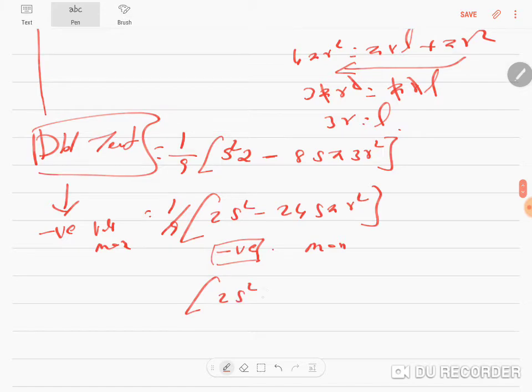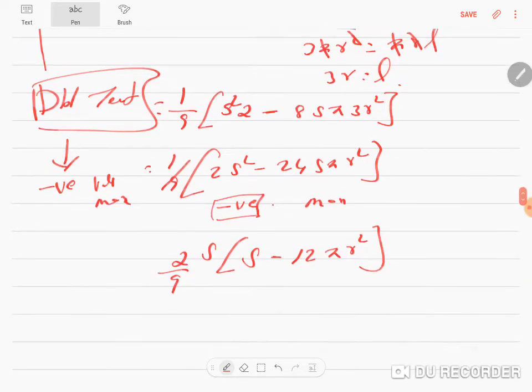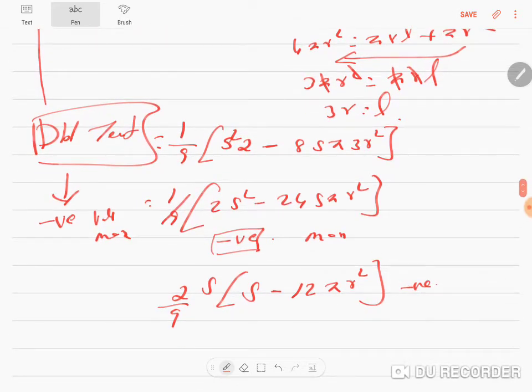2 into S square. We can take out what is common in this. Let's try. S is common, so we'll have 2S. 2 is also common, and 1 by 9 is there. So what is left here? Left over is just S minus 12 pi r square. And how do we find out this answer is negative? 3r is equal to L.